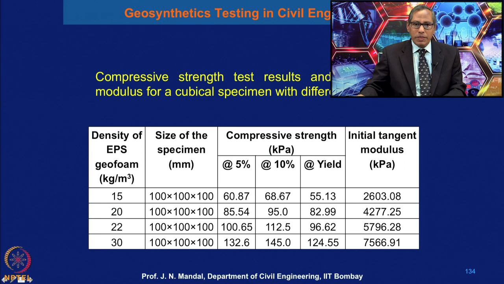Similarly, at 10% strain the values are higher: 68.67, 95, 112.5, 140. And then you can also determine the yield value. The yield value for 15 is 55.13, for 20 density it is 82.99, for 22 density 96.62, and for 30 density of EPS geofoam 124.55.